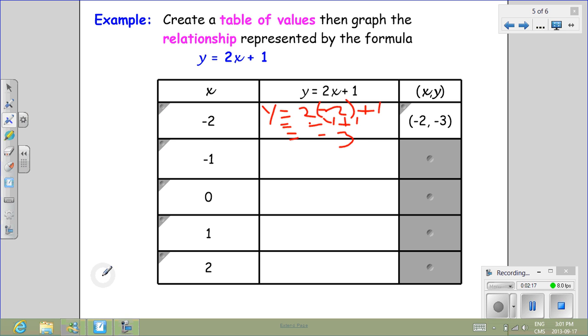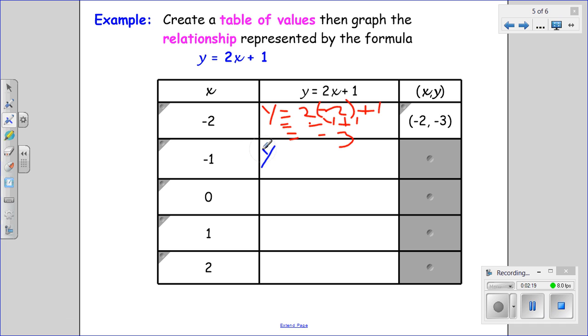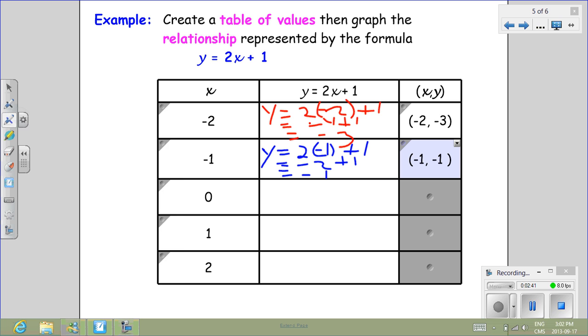So when we do the next one, we need another value. 2 times, we put brackets in where the x is. We substitute our x value in as -1. And we use order of operations. We have to do multiplication before addition, so it becomes -2 plus 1, and the y value is -1. And we have an ordered pair where x is -1 and y is also -1.